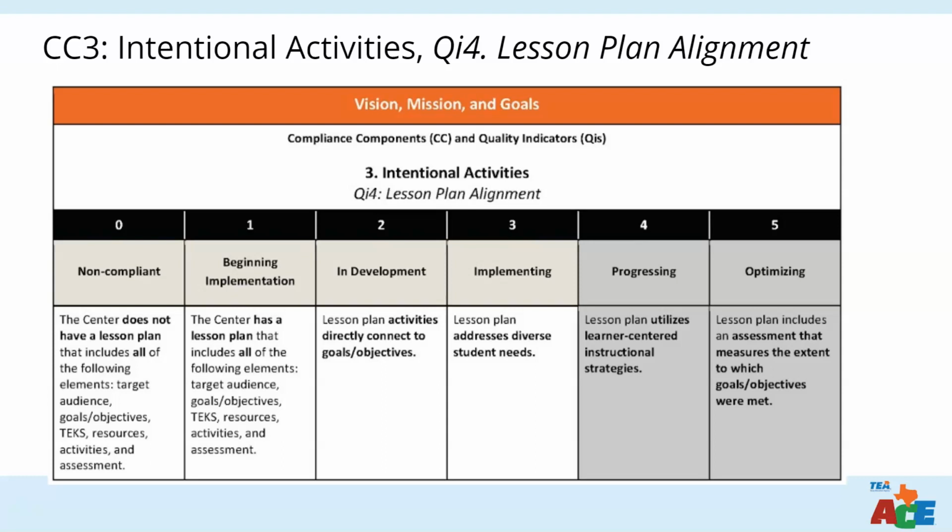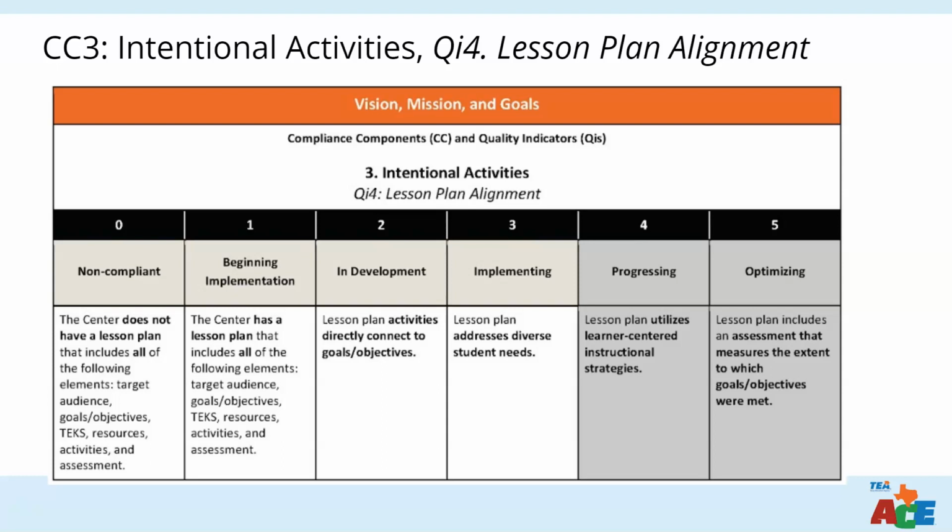Moving to 3, implementing. Does the lesson address diverse student needs? Are there suggestions or alternative activities to address the needs of English language learners, students with IEPs or 504 classifications, or maybe for gifted and talented students? Moving to 4, progressing. We are looking for evidence that the lesson plan utilizes learner-centered instructional strategies. Examples of learner-centered instructional strategies include interactive instruction, cooperative grouping, inquiry-based learning, project-based learning.